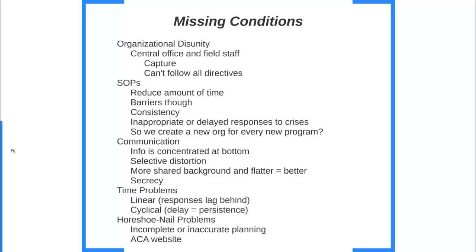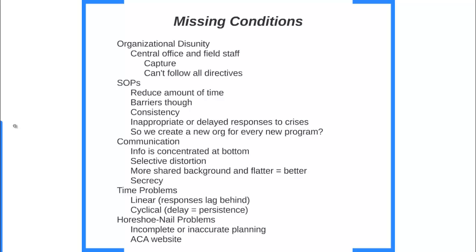There are also problems with timing. There are 2 types of timing issues. The first being linear. Responses lag behind the issue. So we see the issue, we argue and debate it for 6 months, and then we pass some piece of legislation creating a policy or program to curb the issue. Unfortunately, within that 6 months, the fundamental nature of the issue has changed, and as a result, our policy or program is not going to prove to be able to solve whatever issue we're looking at.